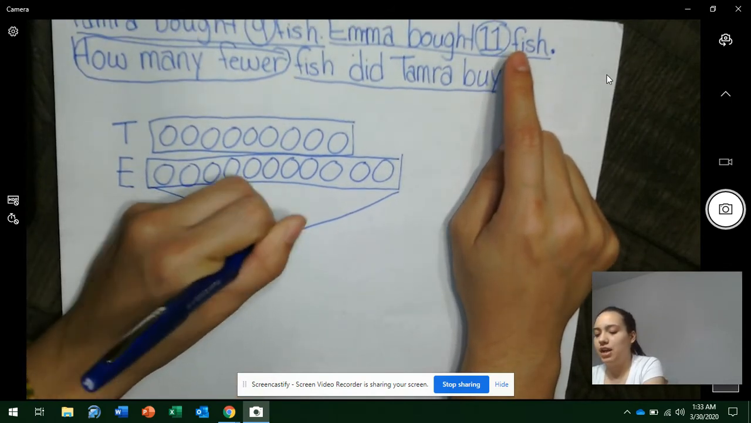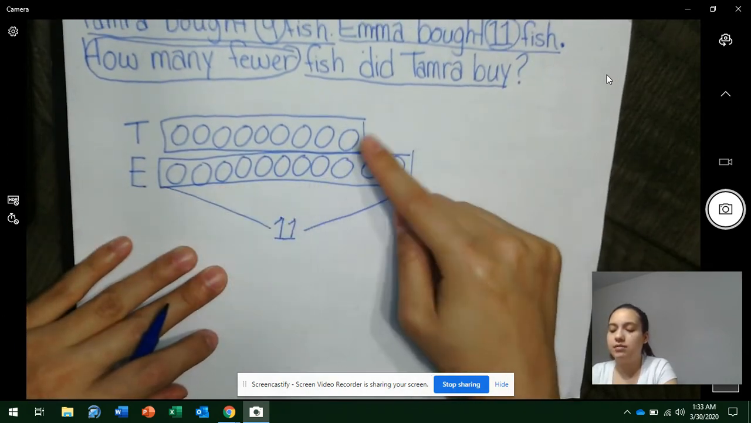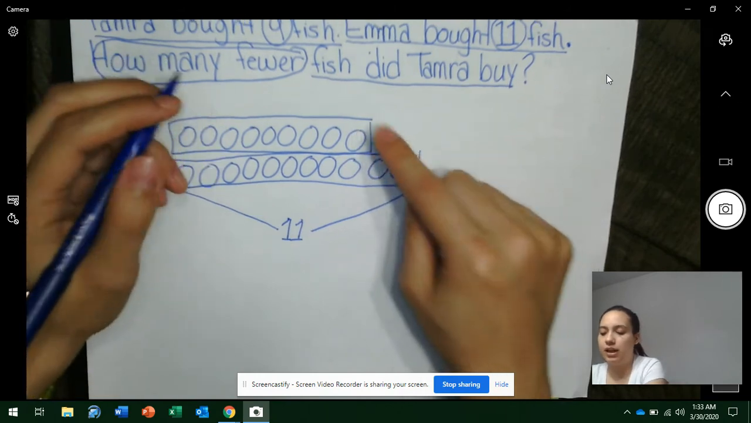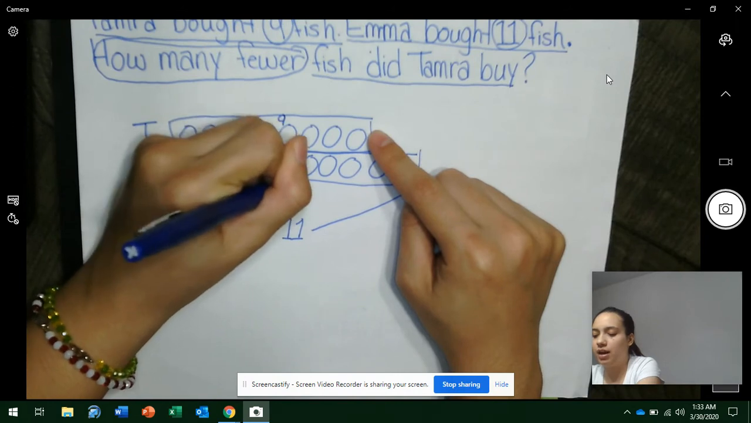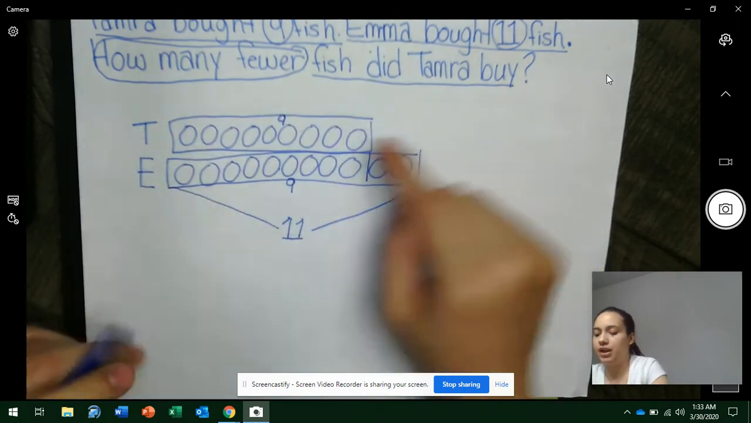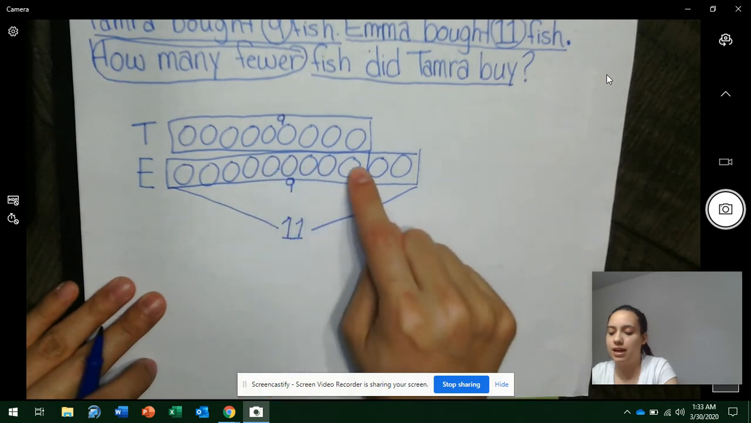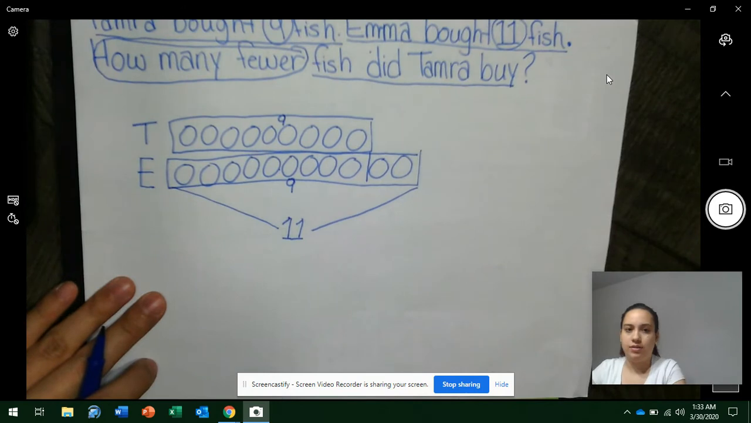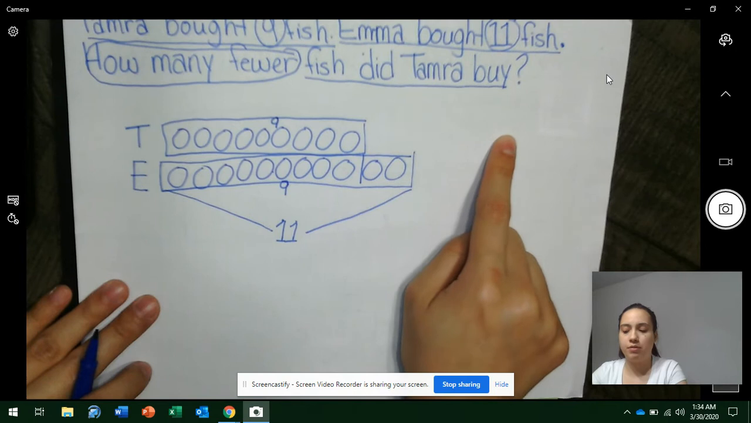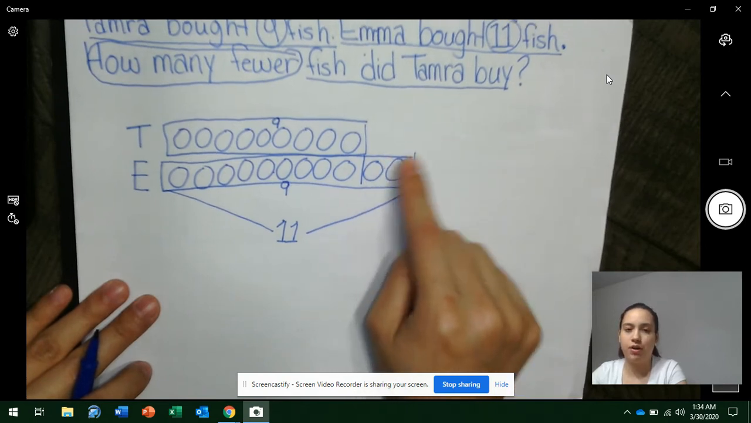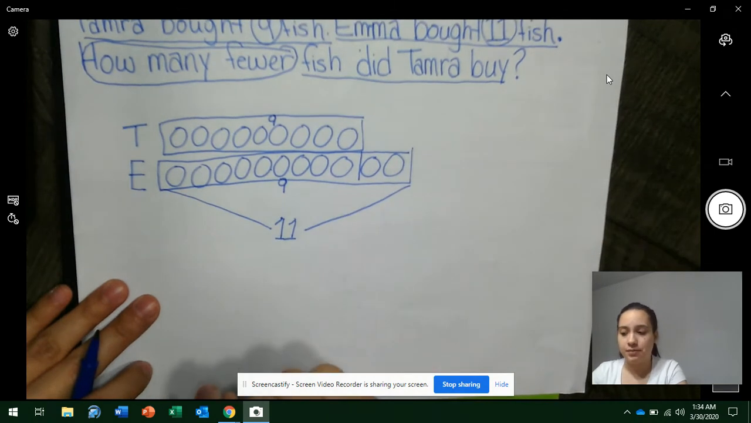11. Very good. And here, in order to compare, we know that Emma has enough to have the same part as right here, because Tamara had 9, and these are Emma's 9 right here. So we draw the line after 9. You count 1, 2, 3, 4, 5, 6, 7, 8, 9, just like Tamara. So you see, now we're ready to compare. It says, how many fewer fish did Tamara buy? Well, these fish that are left over are the fewer fish that Tamara bought.